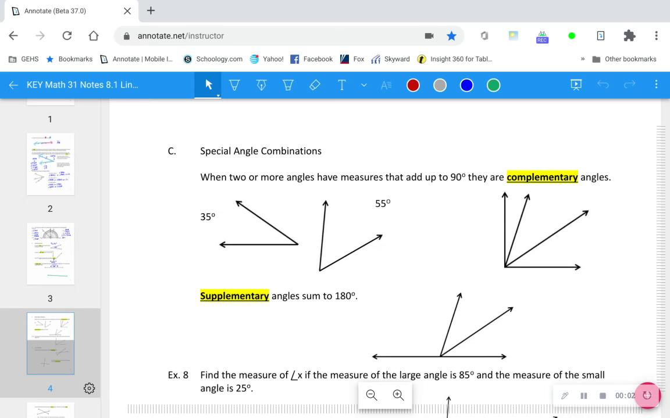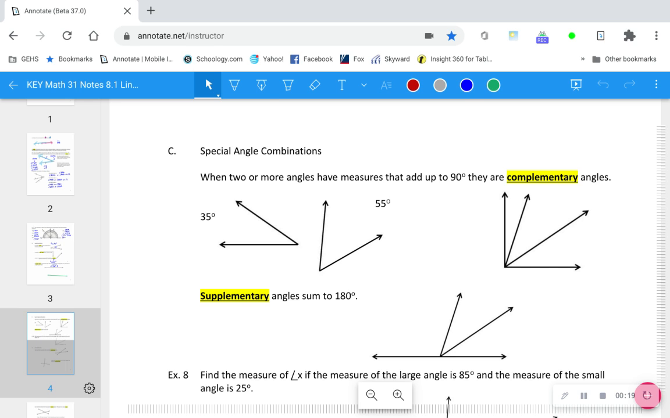Okay, we're going to look at page 4 of the section 8.1 notes for Math 31. There was a video for page 3 also, and I'll probably have one more page after this, I think. Okay, we're going to look at angle combinations.